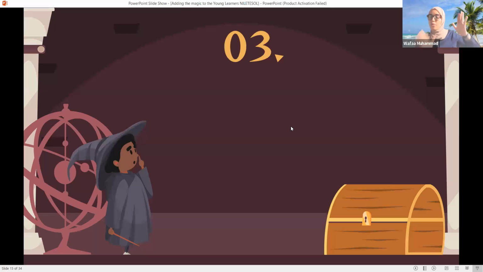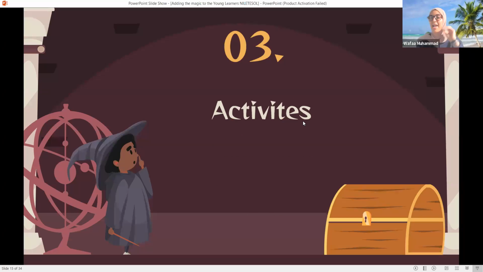And number 3, we are moving from the planning stage into number 3, the activities. When you are teaching young learners, you need to have a variety of activities. Why do we need a variety of activities when we're teaching young learners? Raise a hand. Tell me. Why?